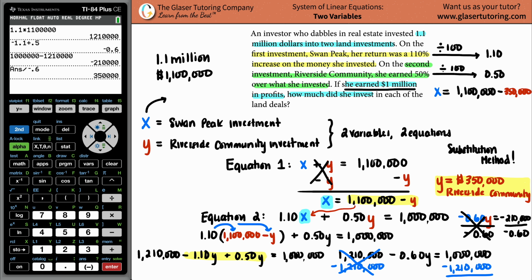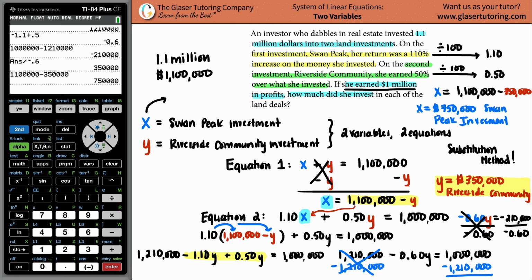So I think this is going to be 750,000 in Swan Peak. But then right after I write it, I'll just double check. 1,100,000 minus, yeah, okay, that makes sense. And there you go. So how much did she invest in each one of the land deals? She invested $750,000 to the Swan Peak, and then she invested $350,000 to Riverside Community, but don't worry, because she's just dabbling.